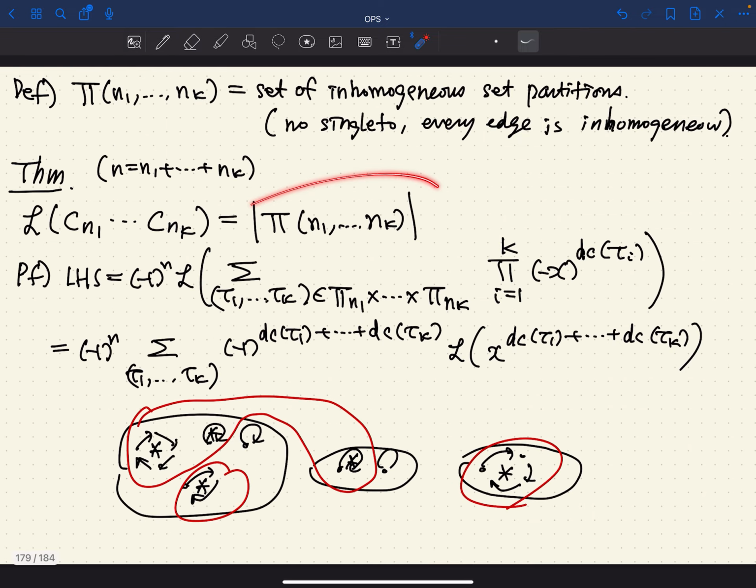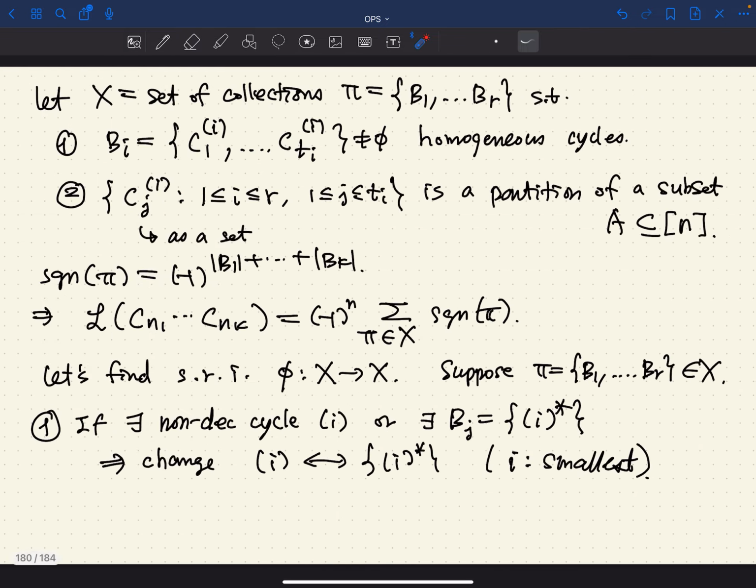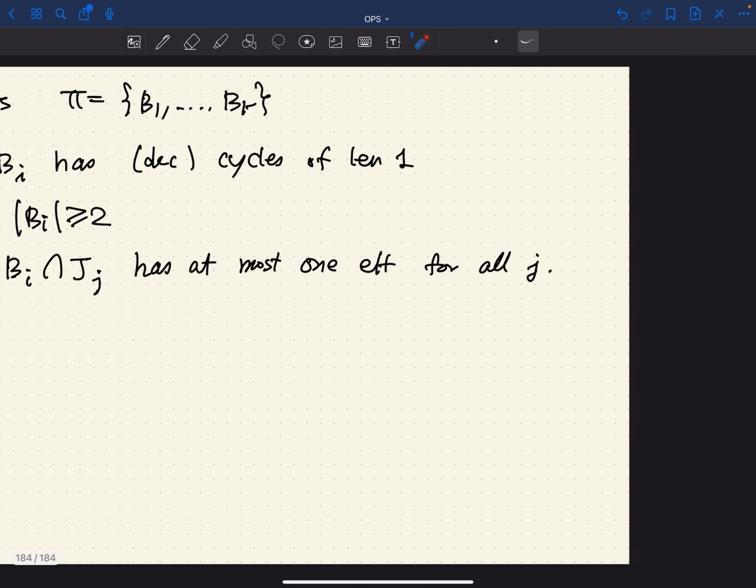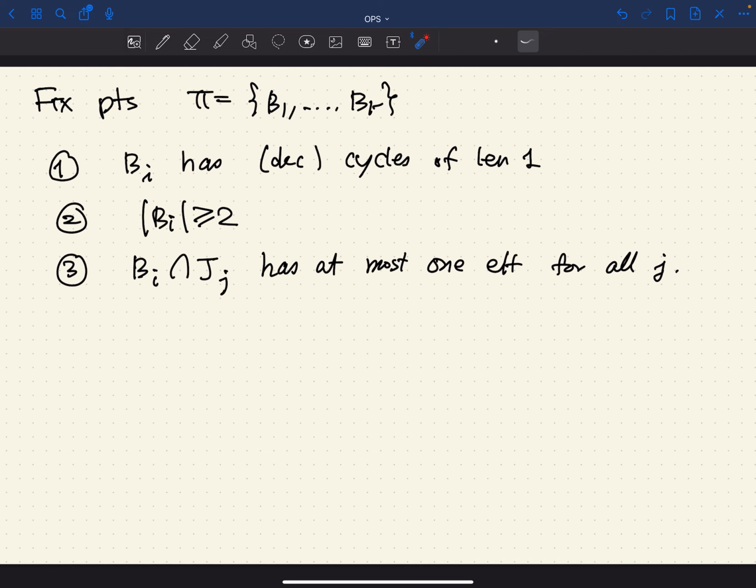Where is it? Yes. Yeah, because of the time limit, I'm skipping the details, but that's basically the proof. Okay, then I stop here.